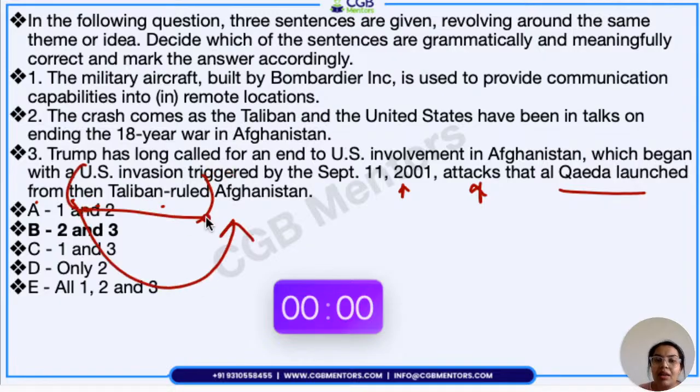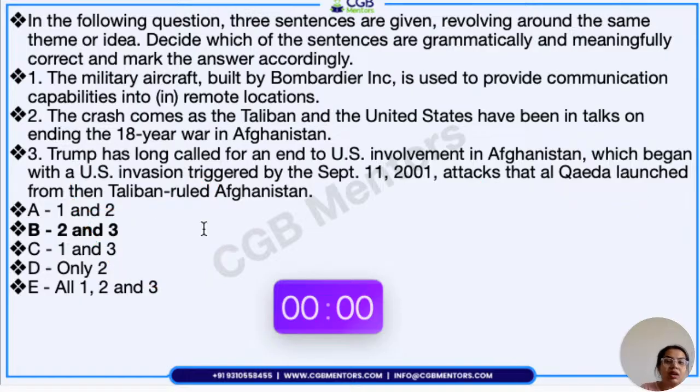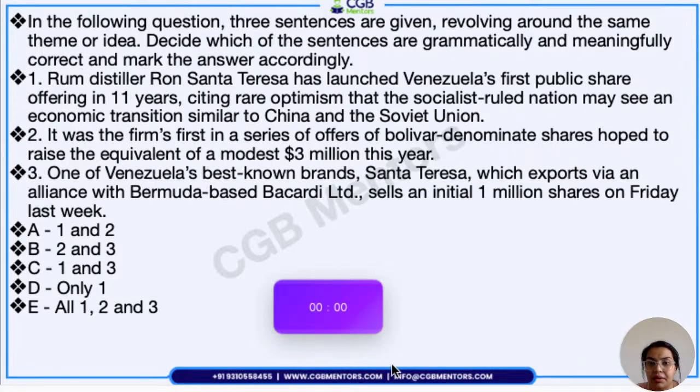Okay, so attacks that were launched by Al Qaeda from Afghanistan, but at that time it was ruled by Taliban. So ये थोड़ा सा स्ट्रक्चर ऑड लग सकता है, बट आई होप जैसे आप इसको ब्रेक डाउन करोगे इट विल बी क्लियरर. Go ahead, do the next one.